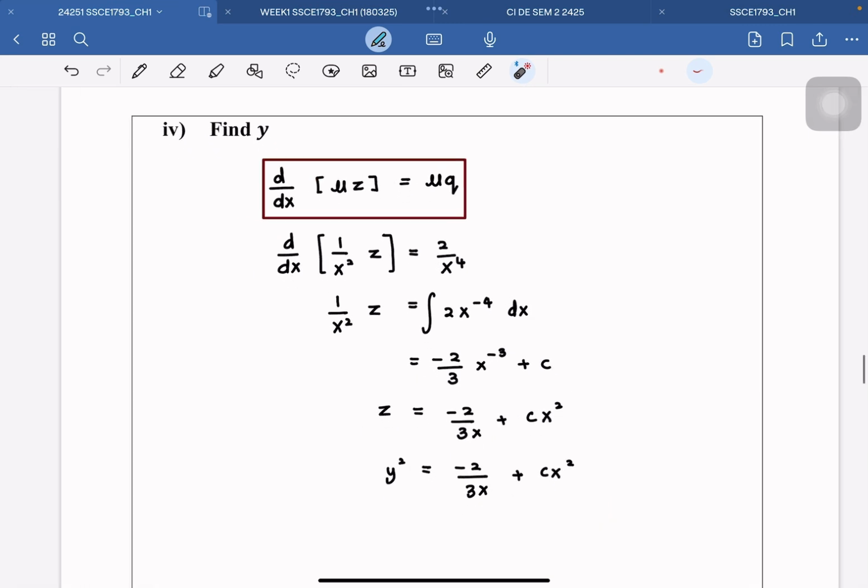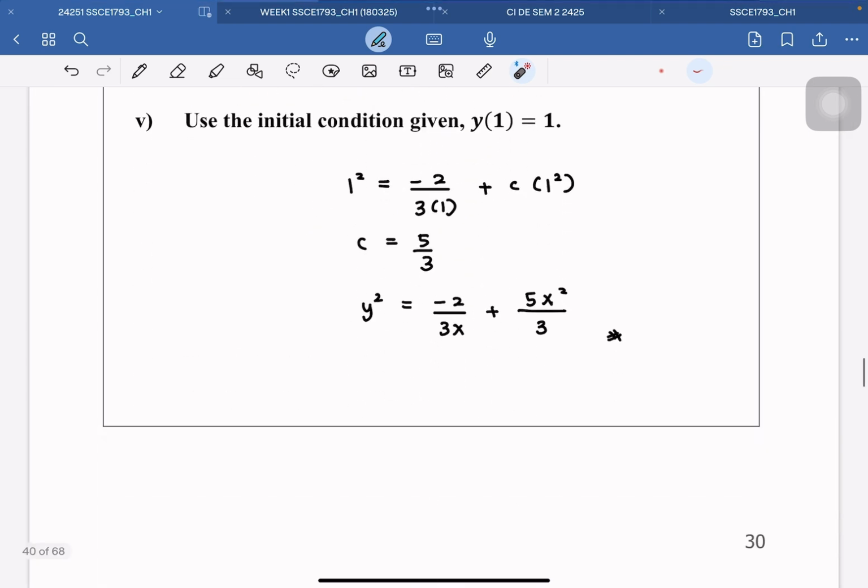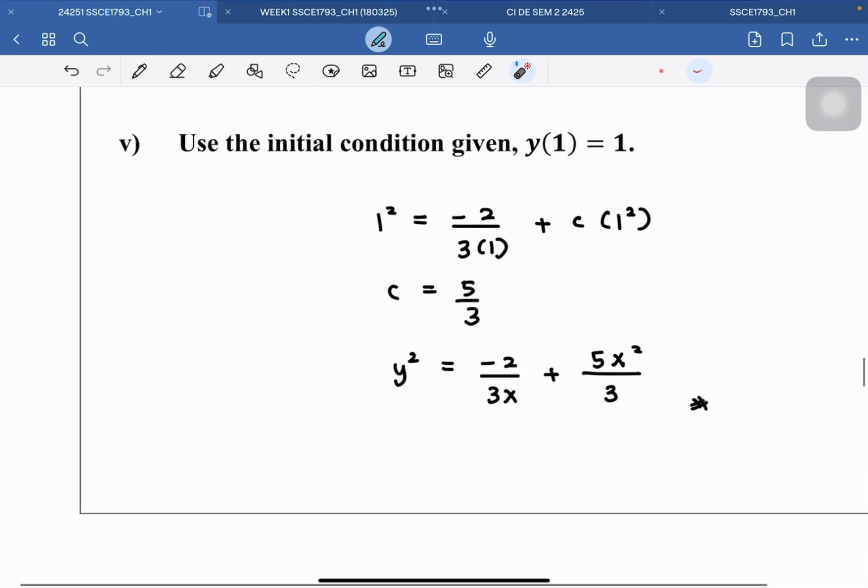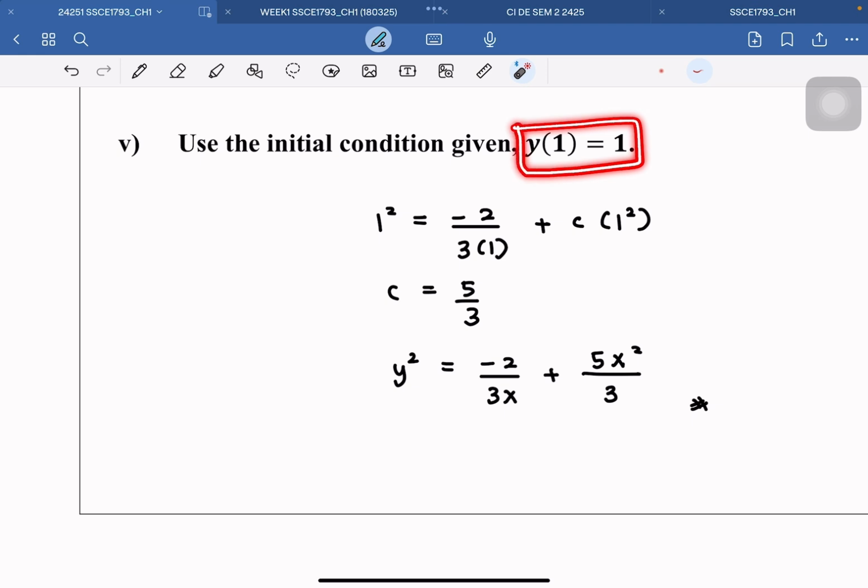No need to get the final answer in z. The final answer must be y is equal to what? Okay, in terms of y is equal to x. That is the key. So this is your final solution. Y squared is equal to negative 2 over 3x plus cx squared.